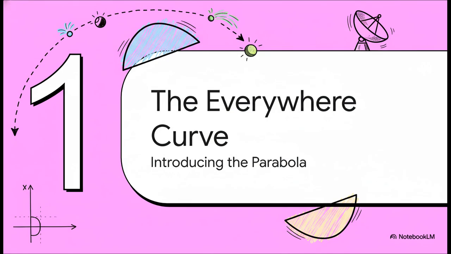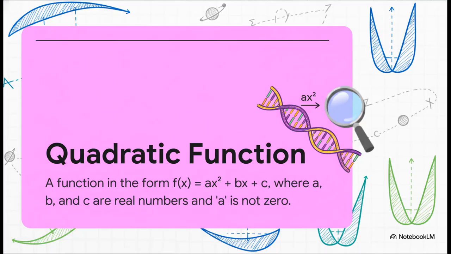This U-shaped curve that we keep seeing has a name. It's called a parabola. And in the language of math, it's the picture, the graph, of something called a quadratic function. So here's the official definition, but don't let it look intimidating.